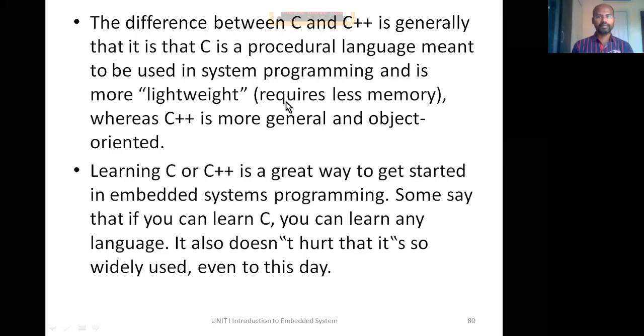Let's continue. In the last class, we started programming languages which are used in embedded systems. And in the process, we talked about the C language and also C++. And we have seen the differences between C and C++.